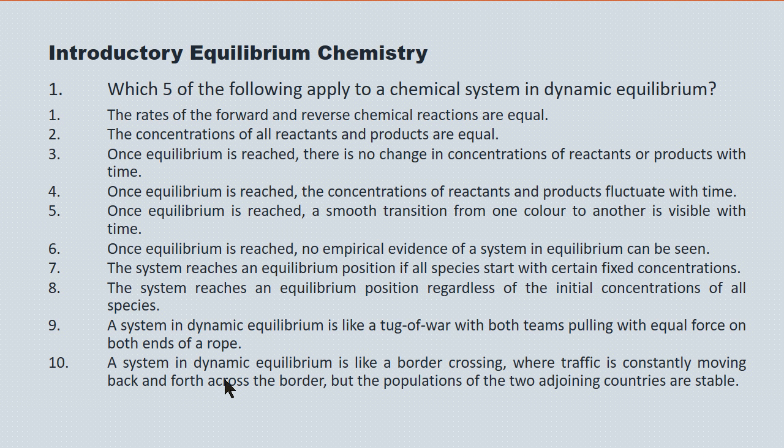10 includes that sense that you have two equal and opposing processes taking place that don't impact on the relative populations of the countries. So I prefer 10. Therefore, the answer is 1, 3, 6, 8, 10. Hopefully you did well.